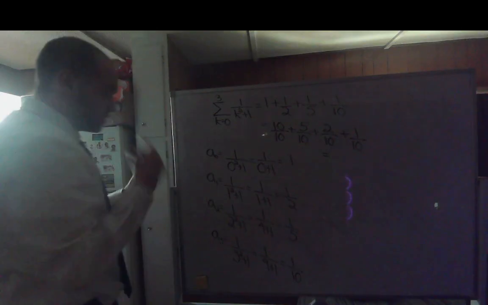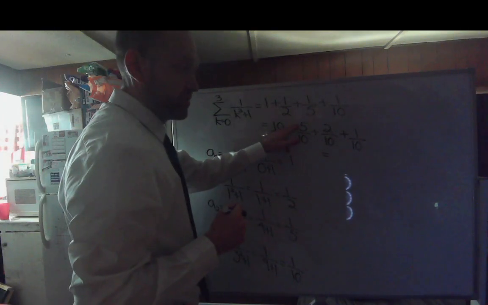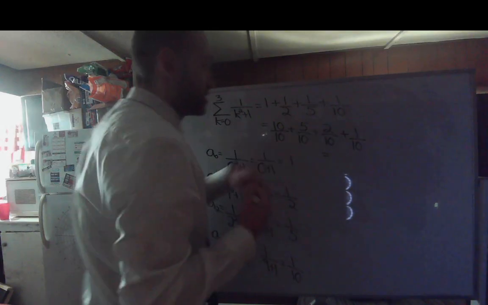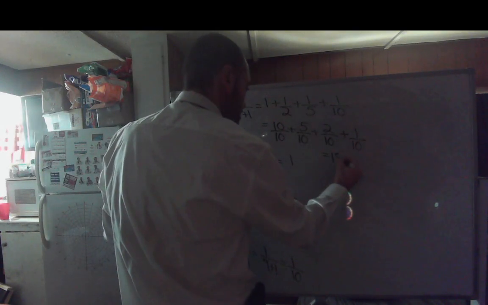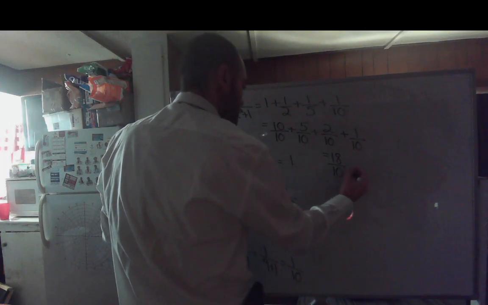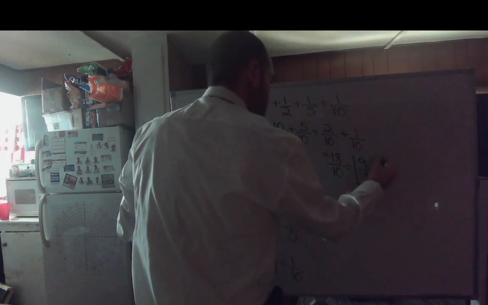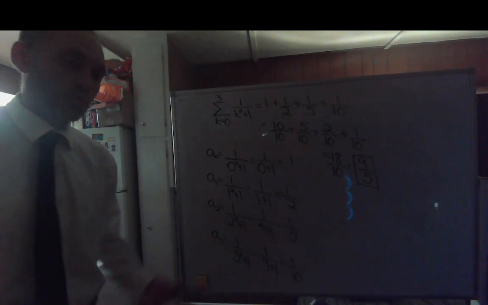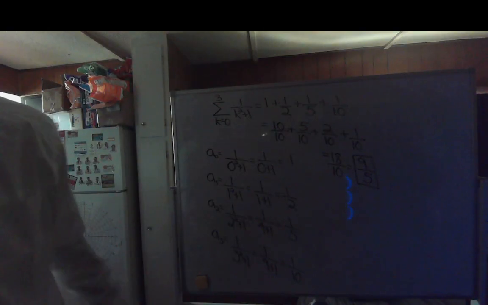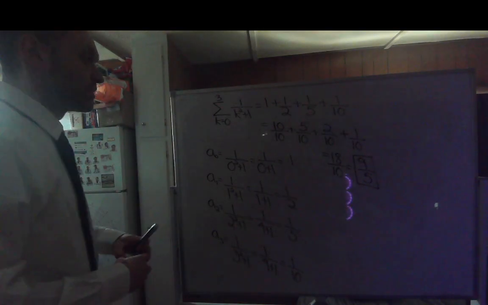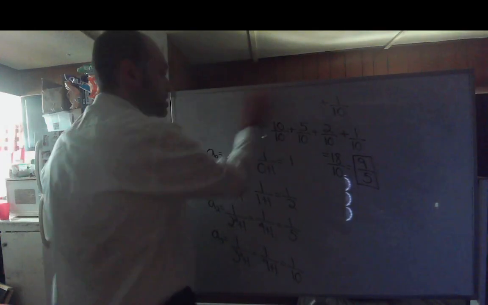Which when we add all this together, 10 plus 5 is 15, plus 2 is 17, plus 1 is 18. You'll have 18/10, which is the same thing as 9/5. So this particular series from 0 to 3 adds up to 9/5, or 1 4/5, however you prefer to think of it. Let's do one more of these, then we're going to do a few infinite series.